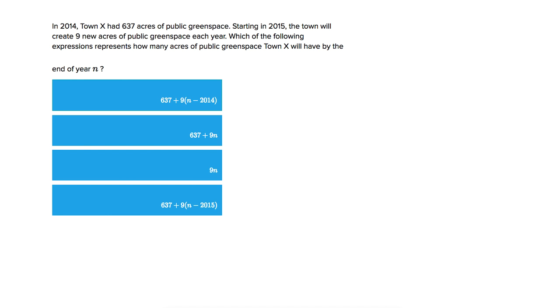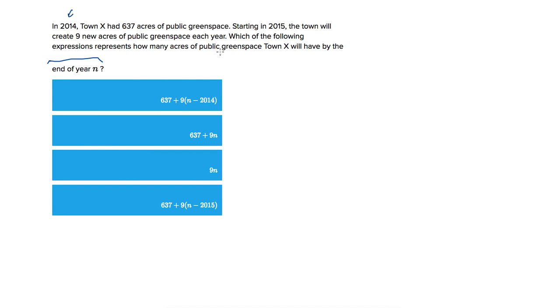This scenario tells us Town X had 637 acres of public green space in 2014. And then in 2015, every year they'll create 9 new acres of green space. And we need to answer which of the following expressions represents how many acres of green space Town X will have by the end of year N.